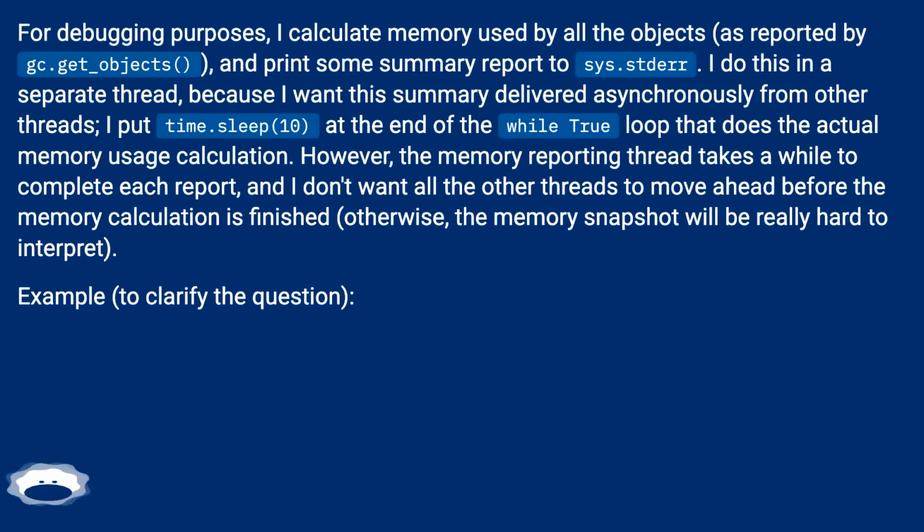For debugging purposes, I calculate memory used by all the objects, as reported by gc.get_objects, and print some summary report to sys.stderr. I do this in a separate thread, because I want this summary delivered asynchronously from other threads. I put time.sleep(10) at the end of the while True loop that does the actual memory usage calculation. However, the memory reporting thread takes a while to complete each report, and I don't want all the other threads to move ahead before the memory calculation is finished, otherwise, the memory snapshot will be really hard to interpret. Example, to clarify the question.